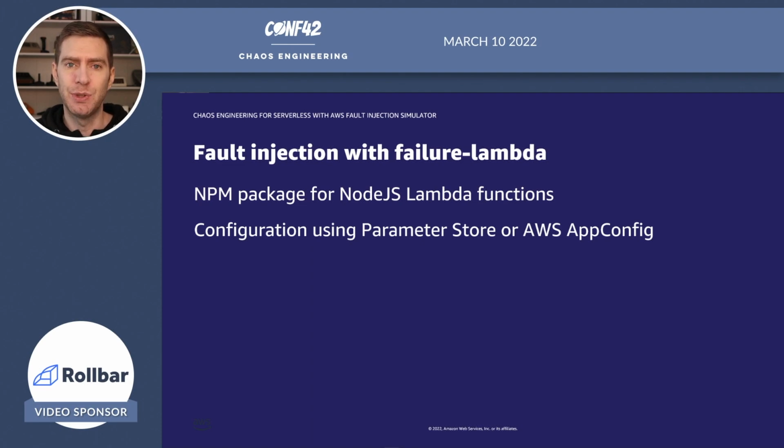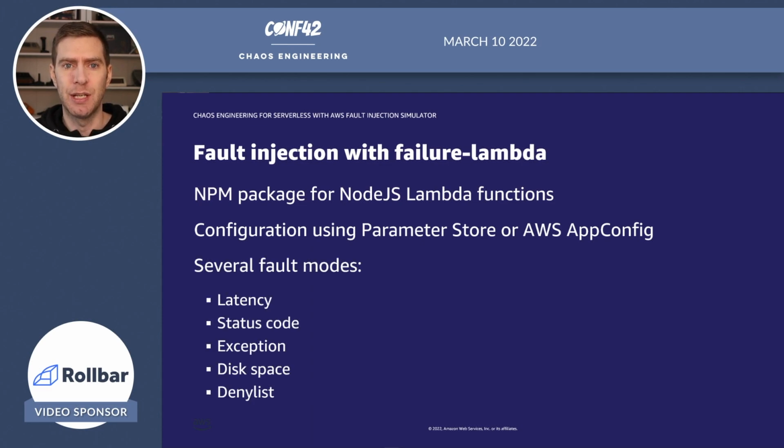You configure it using Parameter Store or AWS AppConfig. It has several different fault modes that you can use. You can add latency, you can change the status code from an API. For instance, instead of returning a 200, you can return a 404, a 502, or whatever you wish. You can create exceptions within the invocation of the Lambda function. You can add things to the disk to create disk space faults. You can use a deny list to deny calls to specific URLs.